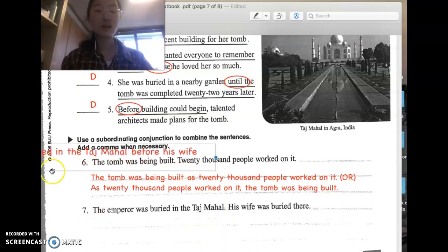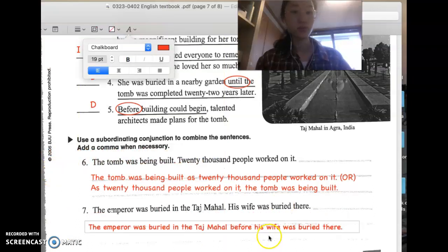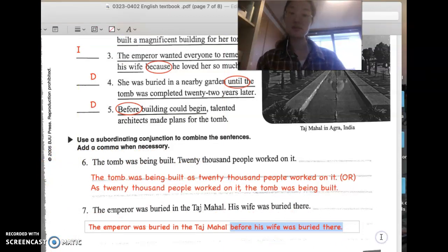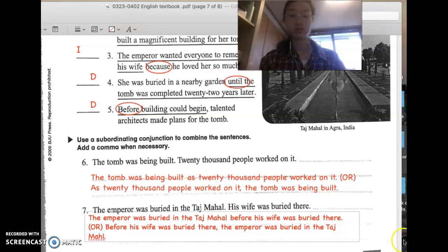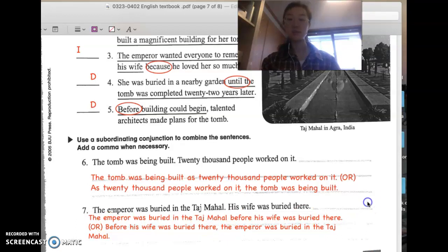Do we need a comma here? No, we don't, because the dependent clause is at the end of the sentence. But if we want to switch the dependent with the independent, then we do need a comma. Before his wife was buried there, the emperor, comma, was buried in the Taj Mahal. Right? Because we have the subordinating conjunction in the beginning, so we have a comma here.